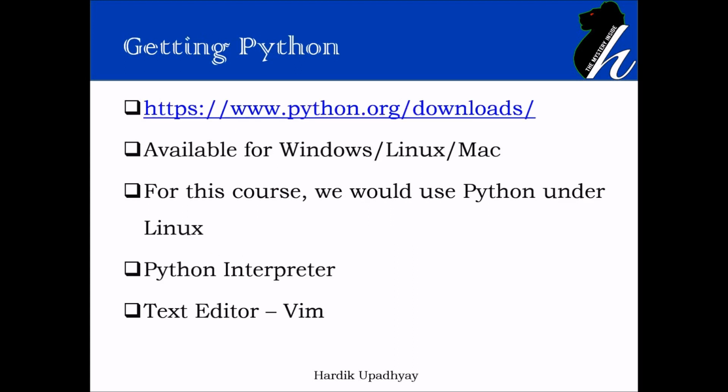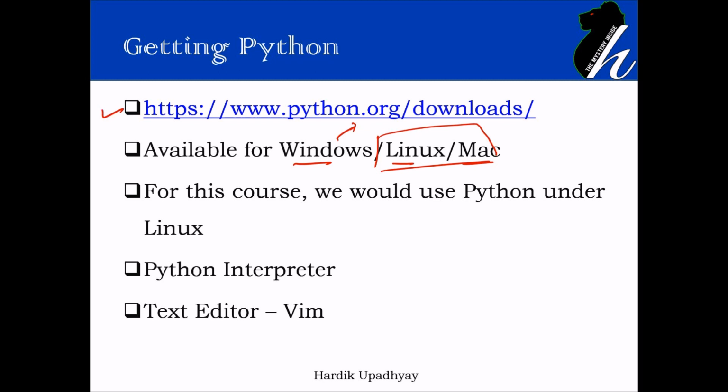Now from where to start? The official source and setup of Python is available on the official website python.org. From there you can download the source code depending on your operating system. Python is available for Windows, Linux and Mac. For Linux and Mac, it is pre-installed. For Windows, you just need to get it from this particular location.